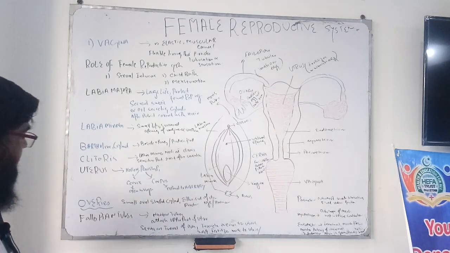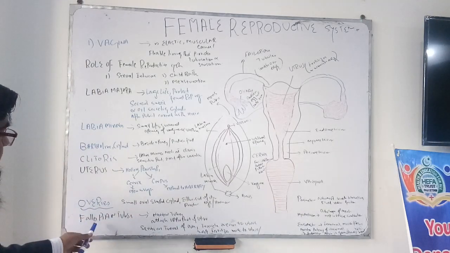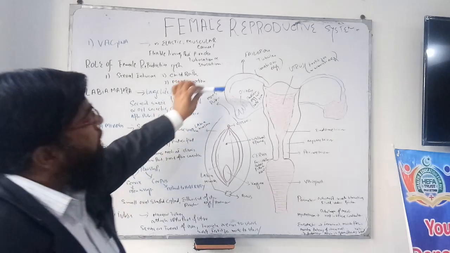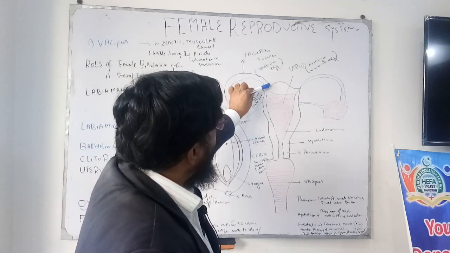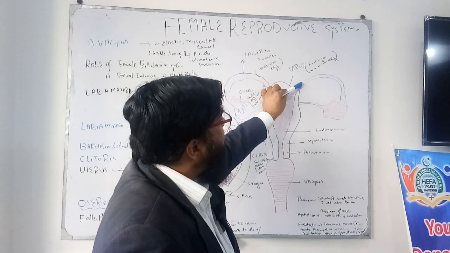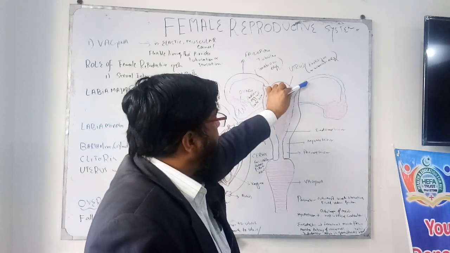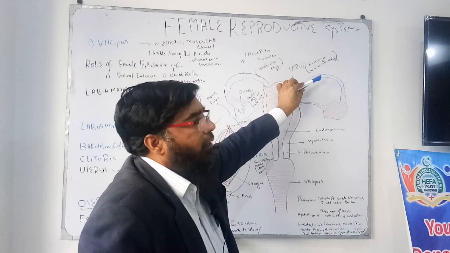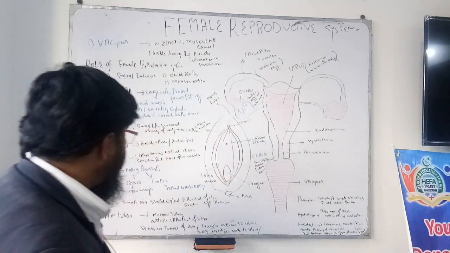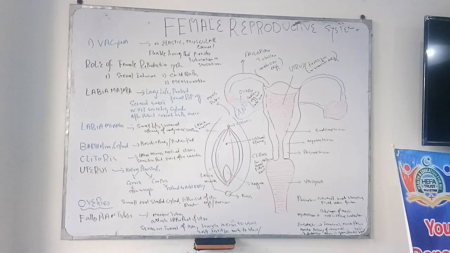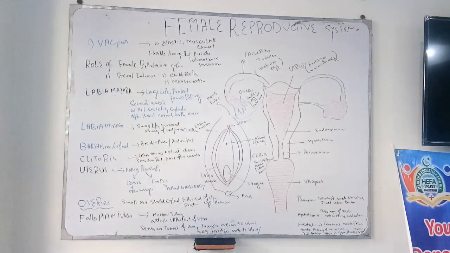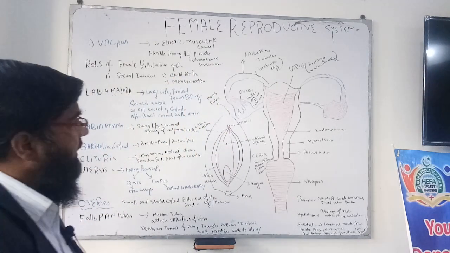After the ovaries, we will discuss the fallopian tubes. This portion is the fallopian tube from here to here, and if you look at the right and left parts, both are fallopian tubes, and sperm travel through them. They are paired, located on both sides of the reproductive system, and they help in fertilization.